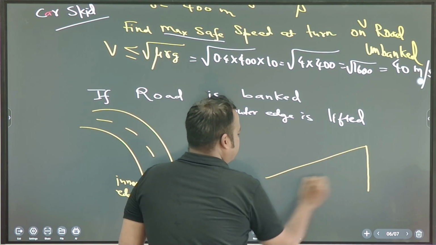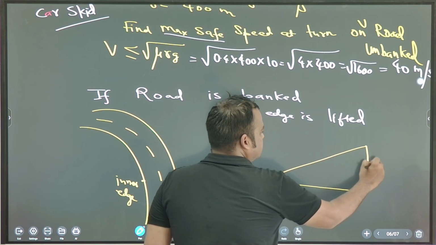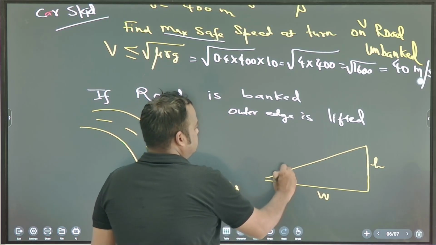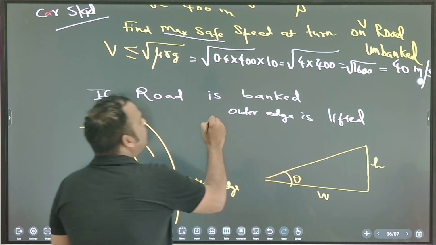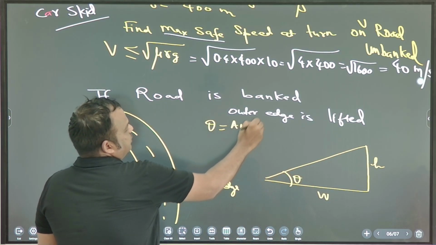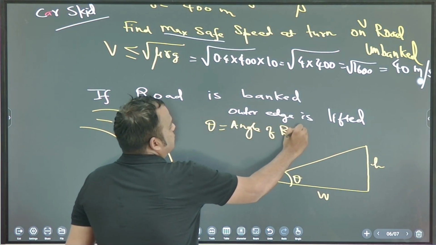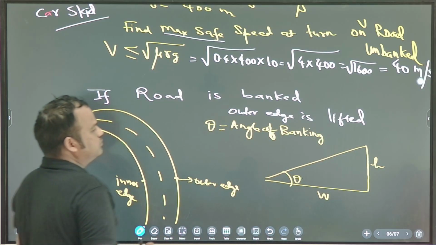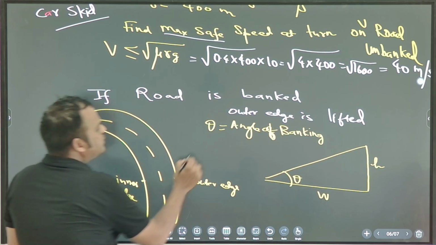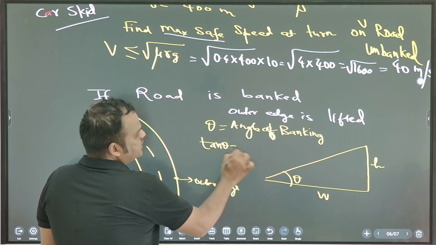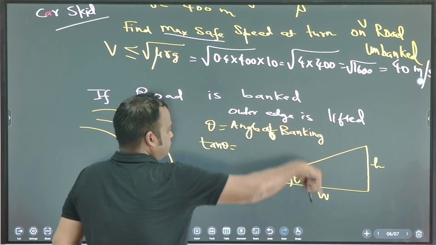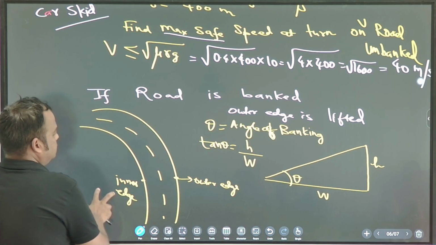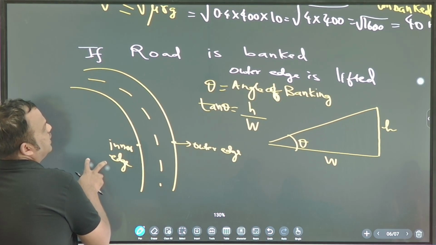What is the height of lift? How much lifted? H. And what is the width of the road? W. So this is known as the angle of banking. Okay, angle of banking. Note down. So what is tan theta? H by W. Note down. H by W.